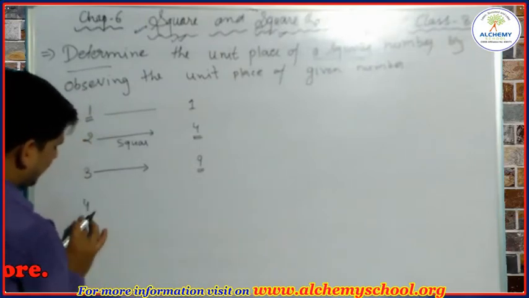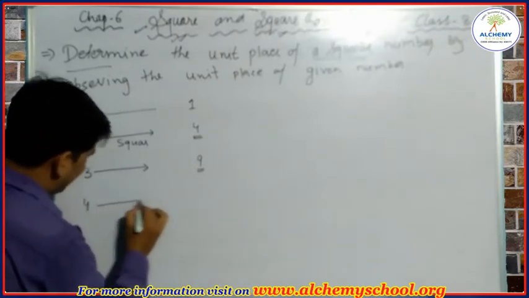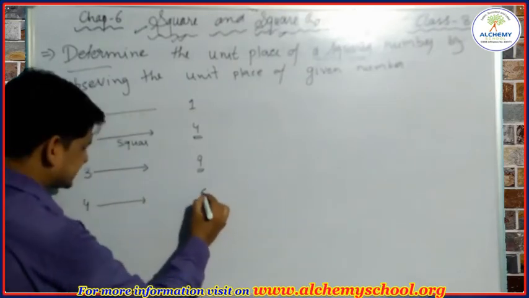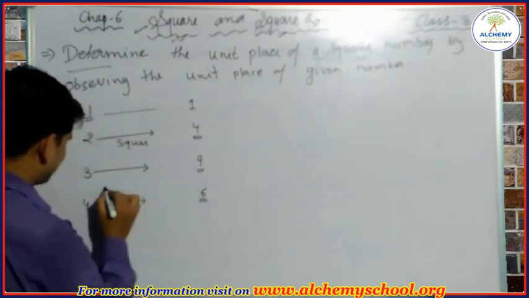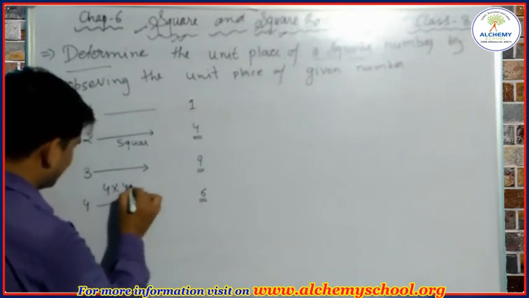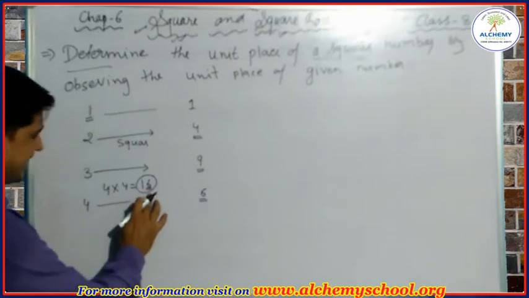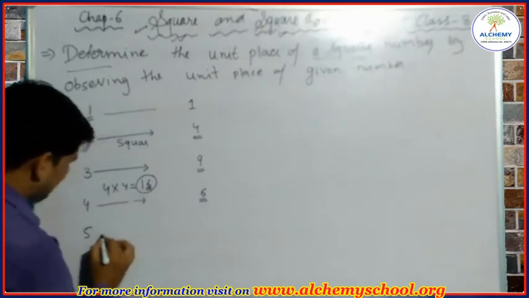When we have 4 on unit place and we are going to find its square value, we get 6 on unit place. Why? Because when we multiply 4 into 4 we get 16, and in 16 there is 6 on unit place. The same thing applies for 5 also.